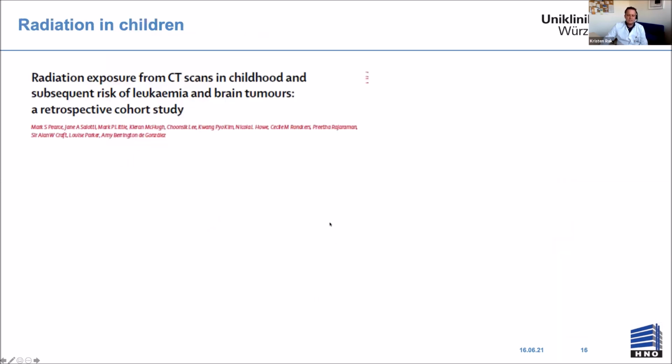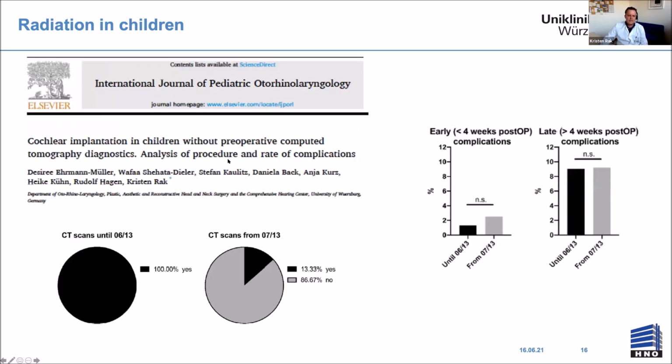We have done that since 2013, because in 2012 a study was published showing that if you expose children to radiation, there's a higher risk of leukemia and brain tumors. That's why we changed our routine in 2013. Before, all children received a CT scan, but since then only 13% of the children received CT scans, and those were mostly children where there was a suspicion of a malformation. We also investigated if there's some risk in doing this, but we could not see any more complications in both the short and the long term.